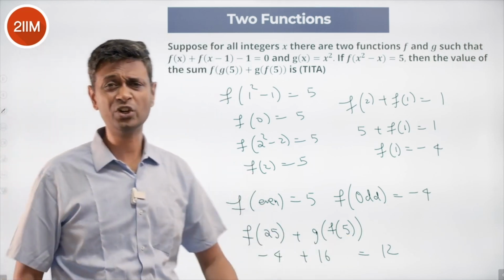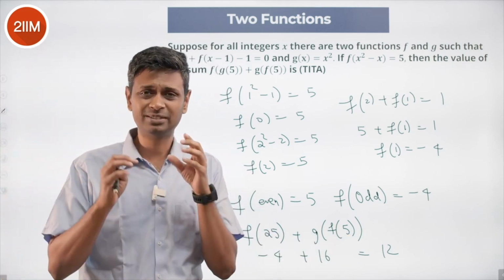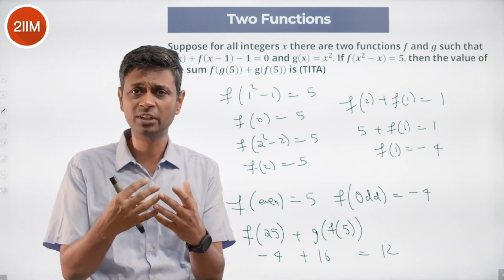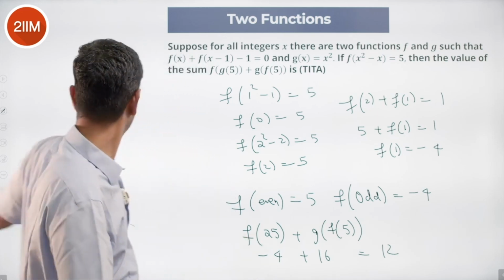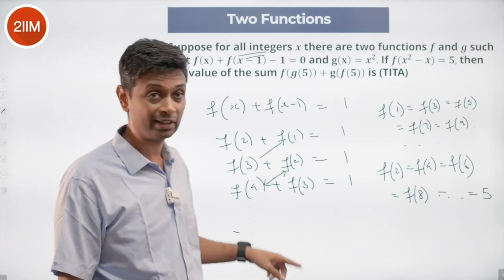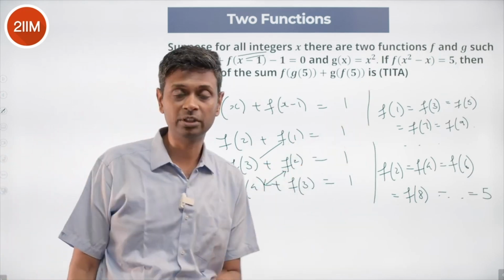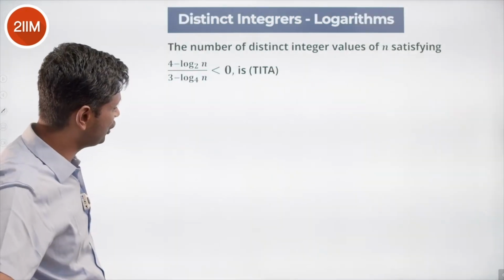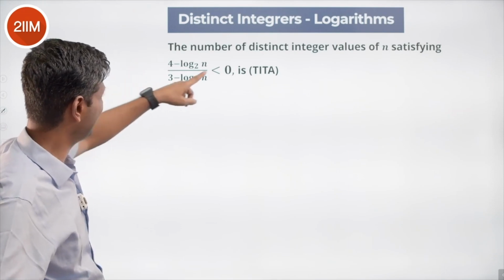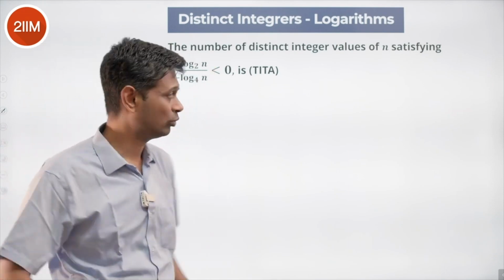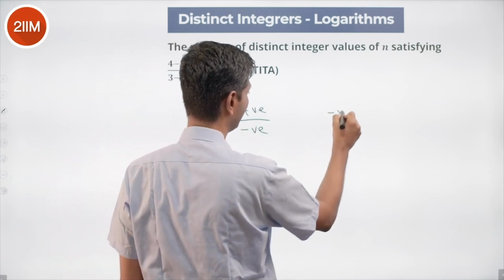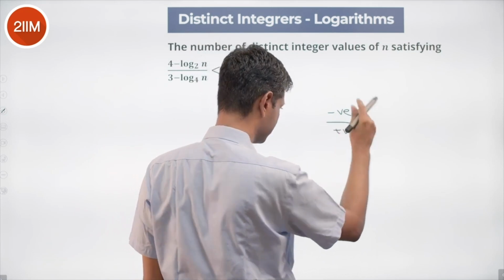Not heavy duty function theory algebraically, but tons of common sense and very comfortable with putting numbers and playing with them and writing equations. That basic comfort level with writing this and then drawing this link and then saying, hey, all odd numbers are same, all even numbers are same. That is super important. The number of distinct integer values of n satisfying this is, and so this by this should be less than 0. Right? That means you could have a scenario where it is positive by negative or negative by positive.